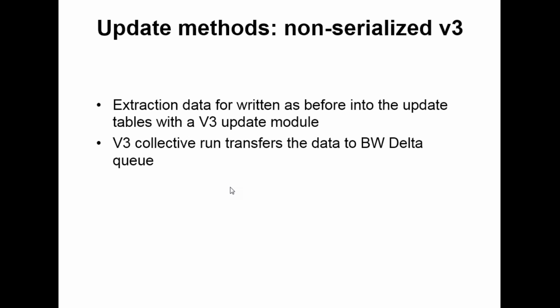So V3 collective run transfers the data to BW delta Q. This is the same as serialized V3 update, which is obsolete now. But here they make sure that serialization is correctly happening. Because of that issue only, that update method did not succeed.